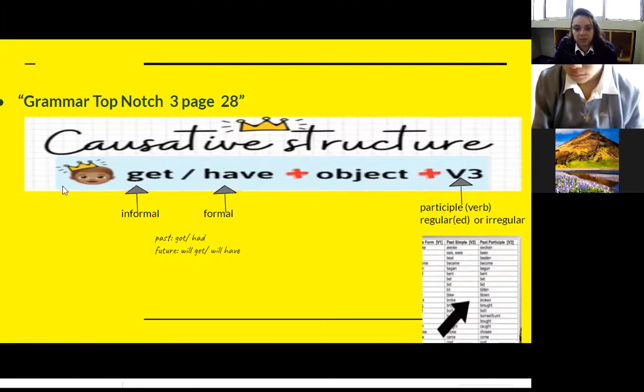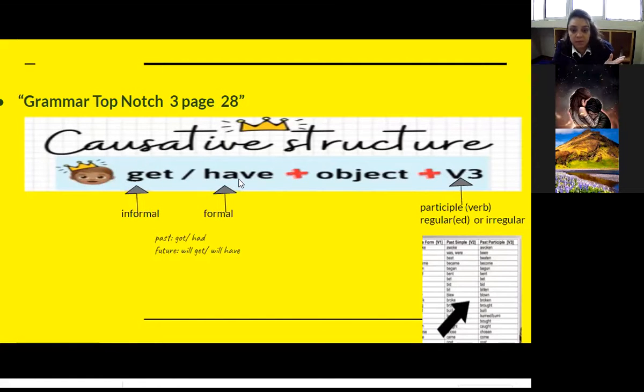So the structure is this one. First, the person that you are talking about, because he's receiving the product, right? He's not doing anything, he's receiving the product. Then you have to use get or have. It doesn't matter which one you use, get or have. The thing is that if you use get, it's informal. But if you want to speak more formally, you have to use have. Then the object, the action that someone else is doing.